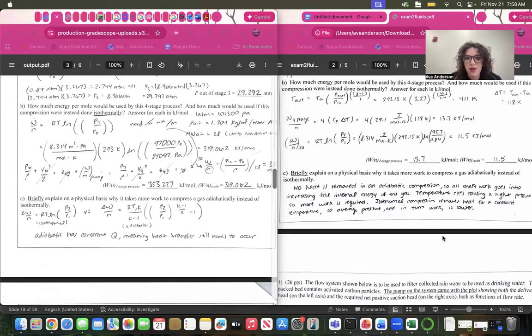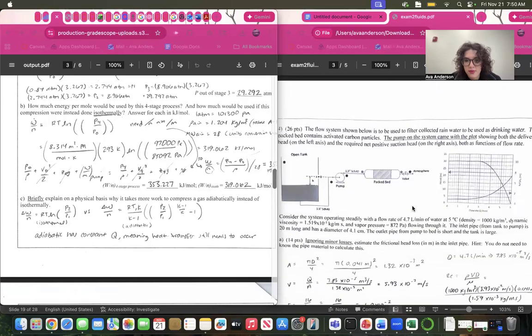Isothermal compression removes heat, so it's a constant temperature. So the average pressure and in turn work is lower.